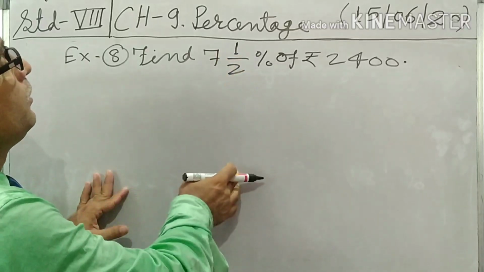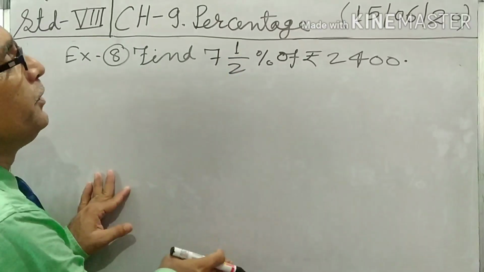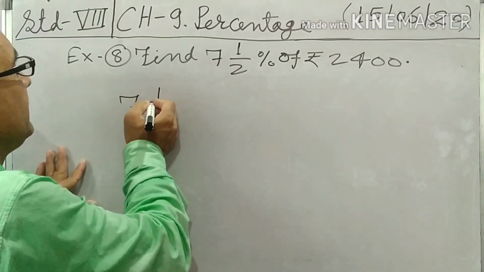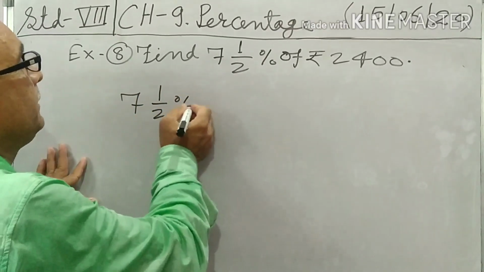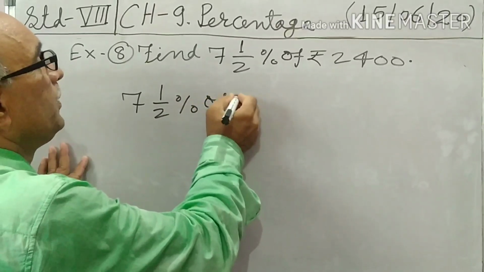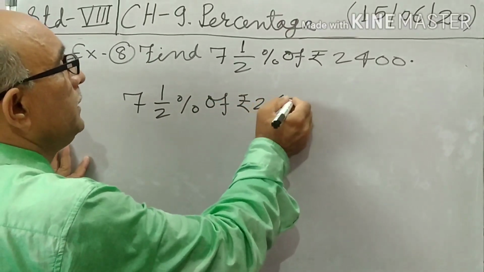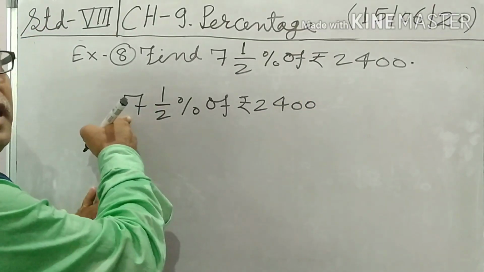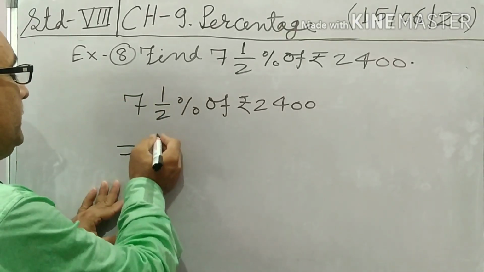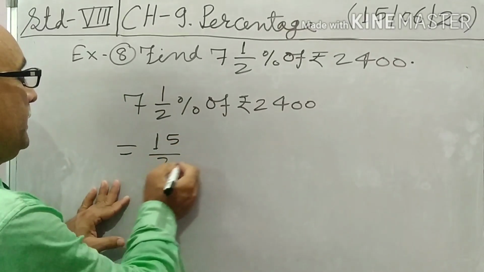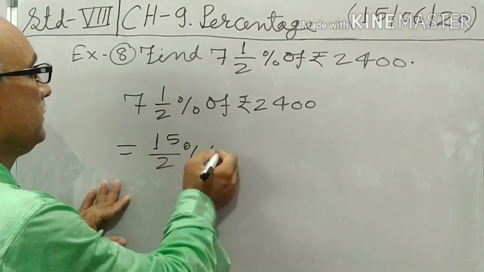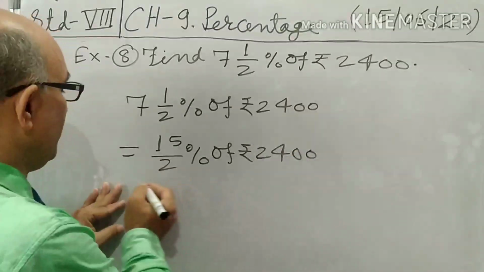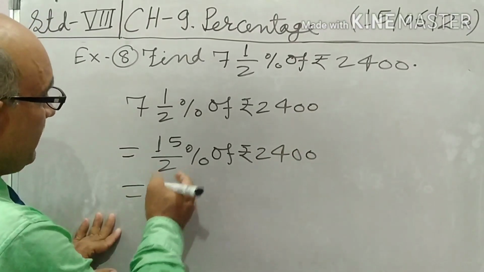Students, next question is example 8. Find 7 whole 1 by 2% of rupees 2,400. So write it: 7 whole 1 by 2% of rupees 2,400 equals 7 twos are 14 plus 1, 15. 15 by 2% of rupees 2,400. The next step is to remove the percentage.